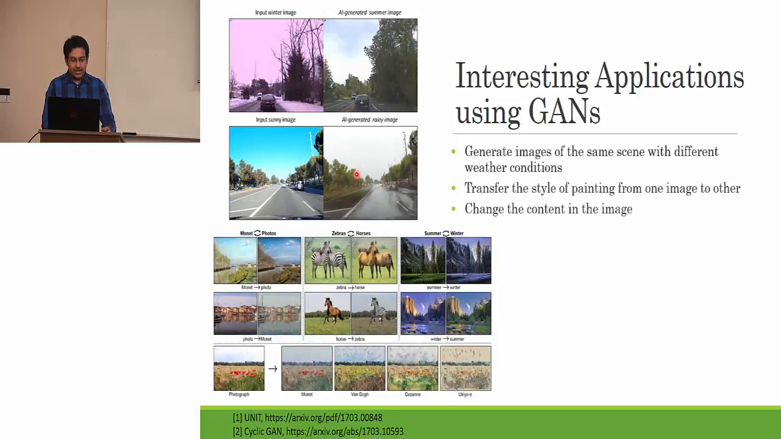And you can transfer the style of painting from one to another, and you can even change the content. In this case, the same scene with zebras is changed to horses, and a photograph is painted in different artists' styles. So this is one of the papers on our list. If anybody wants to present that, you can select it. It's called Cycle GAN.